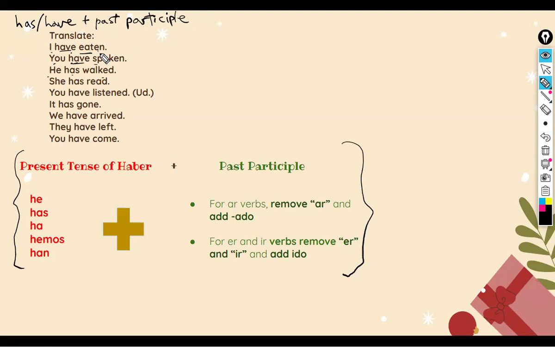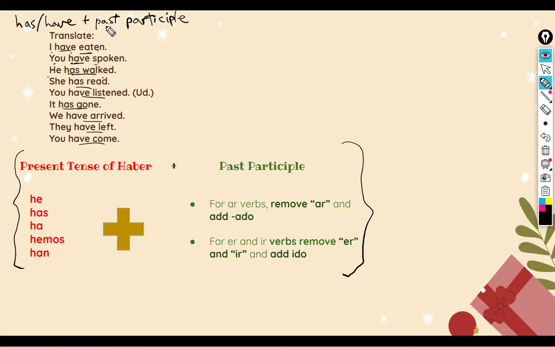Not that the action itself is in the present, as we discussed before. Although it is called present perfect tense, the action has happened already, so it's technically the past, right? We have has walked, has read, have listened, has gone, have arrived, have left, have come, right? So for all of these, we will need to conjugate haber, and then we will have to add the past participle. Everybody okay so far?